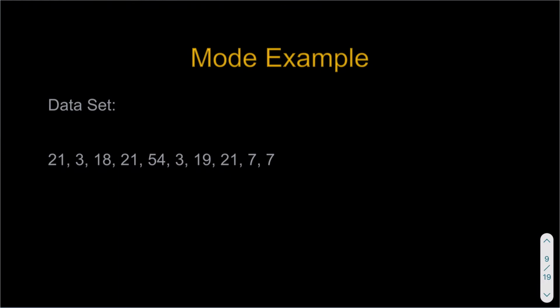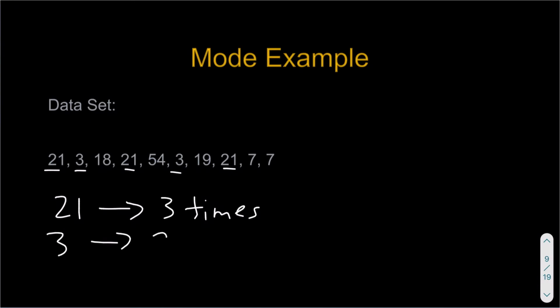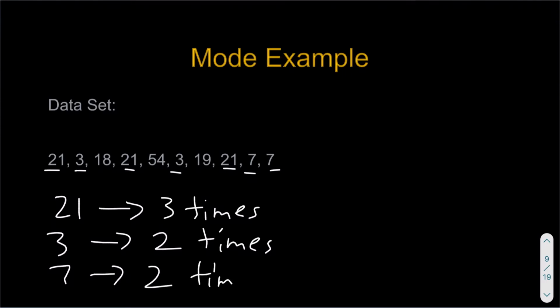we can see 21 appears 3 times. So we know that 21 will appear 3 times. We can see that 3 will appear 2 times. So we know 3 goes 2 times. We can see that 7 appears 2 times. So let's write that down. We can see that 18 only happens once.